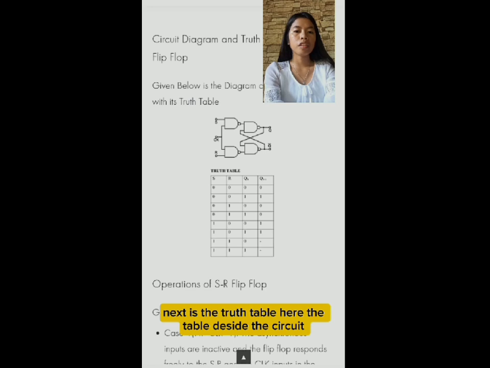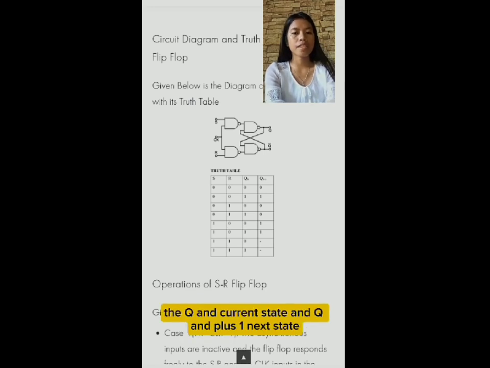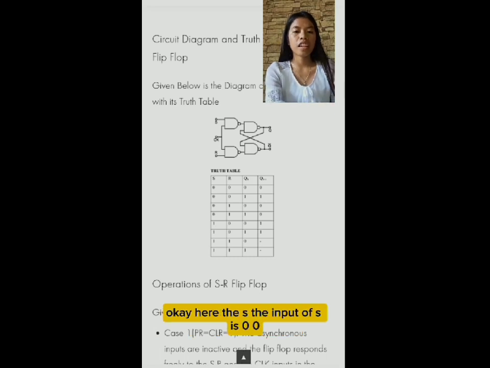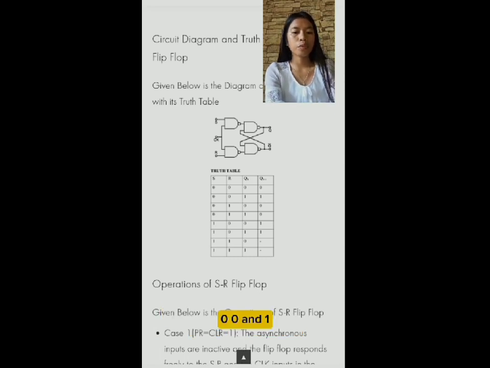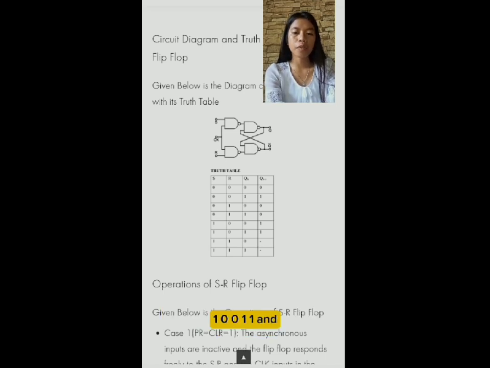Here, the table lists all possible input combinations and the corresponding outputs: Qn, the current state, and Qn+1, the next state. The S input is 0, 0, 0, 0, 1, 1, 1, and R is 0, 0, 1, 1, 0, 0, 1. Qn is 0, 1, 0, 1, 0, 1, and X, and Qn+1 is 0, 1, 0, 0, 1, 1.